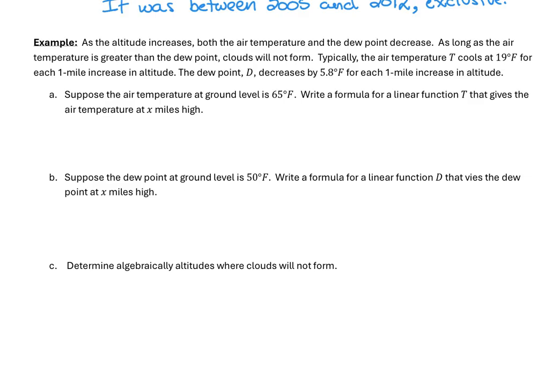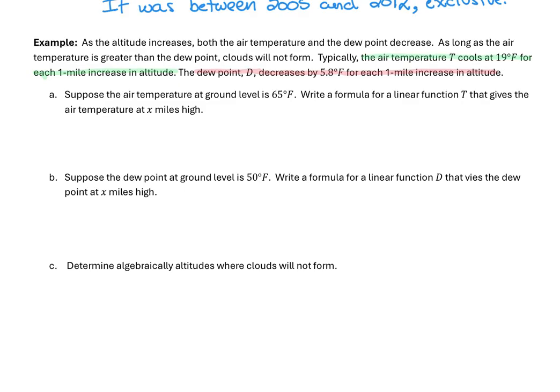The first one says, typically, the air temperature T cools at 19 degrees for each 1 mile increase in altitude. We also have the dew point, D, decreases by 5.8 degrees Fahrenheit for each 1 mile increase in altitude.